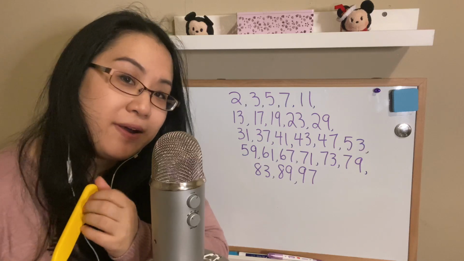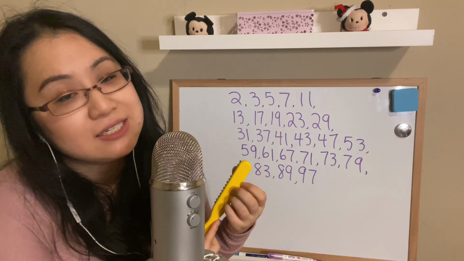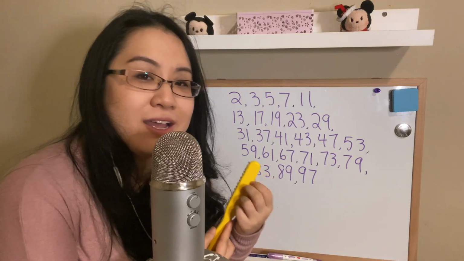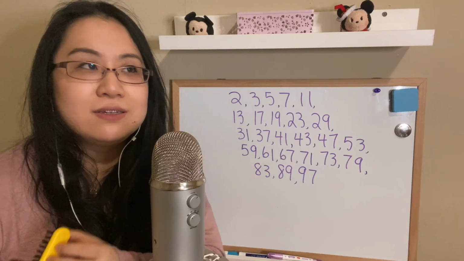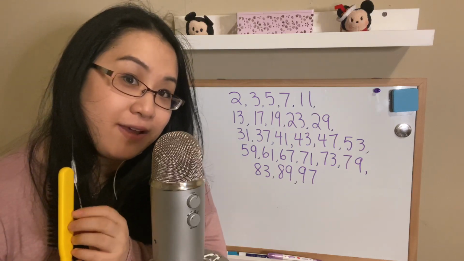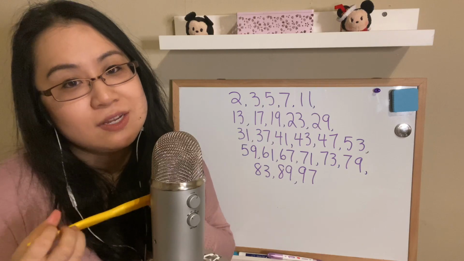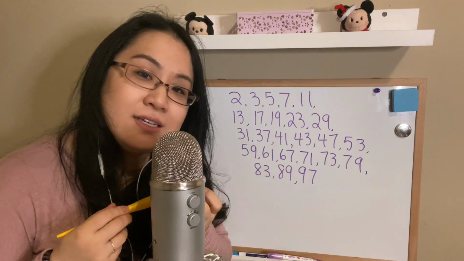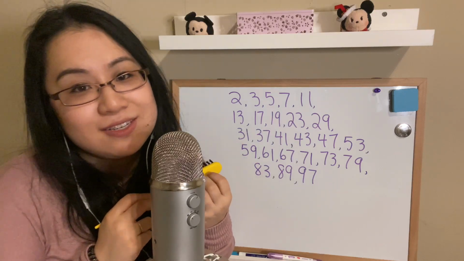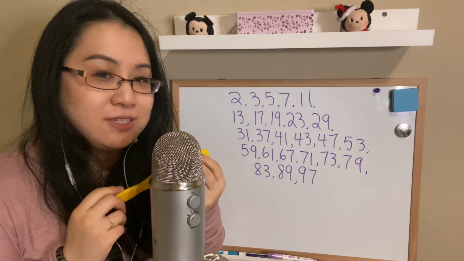And 24, let's see, 24 is 3 times 8, but 8 is 2 cubed. So 2 cubed times 3 is 24. 25 is 5 squared. 26 is 2 times 13. 27 is 3 times 3 times 3. 3 cubed. That's 27.